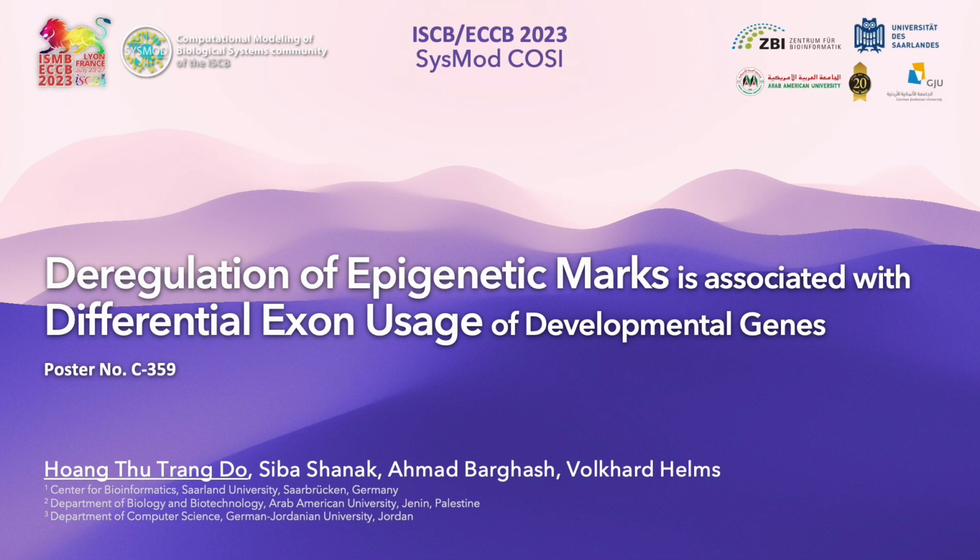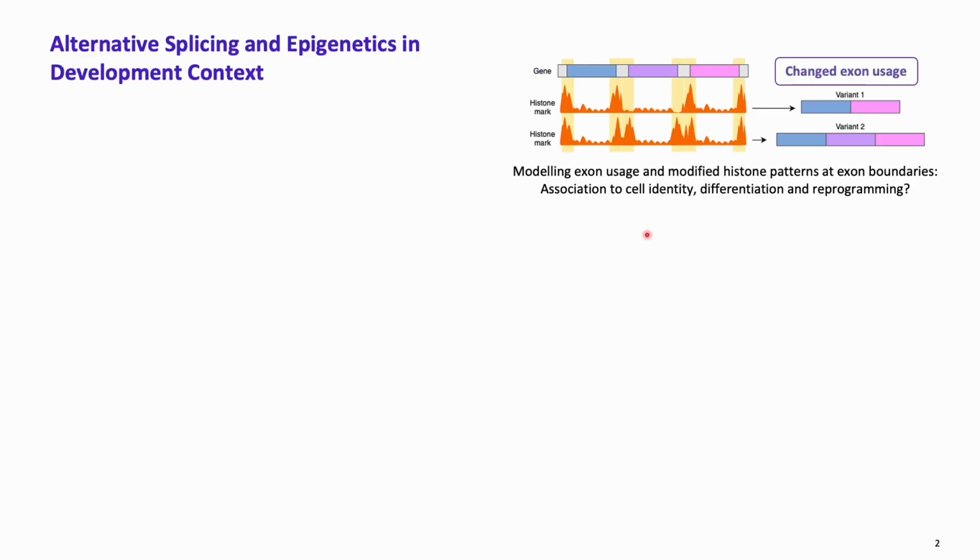The title of our talk is Deregulation of Epigenetic Marks Associated with Differential Exon Usage of Developmental Genes. Let's start by getting familiar with the important terms for the study. First of all, the concept of exon usage is linked to alternative splicing. Alternative splicing processes mRNA from transcription by including or excluding exons in the mature mRNA, and thus creates multiple variants from a DNA template. This inclusion or exclusion leads to a change in exon usage and is the key of our talk.